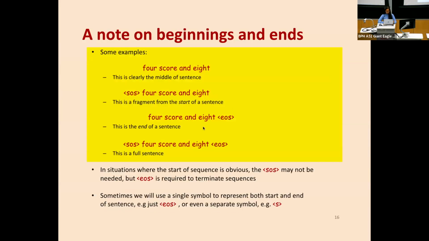Just as an example, you see here that the first example does not have a start of sequence and end of sequence, so it's like the middle of the sentence. This one begins with a start of sequence token, so it represents the beginning fragment or the starting of the sentence, and similarly for the end of the sentence. So we'll be using SOS and EOS more importantly for the generation portion of the language model.